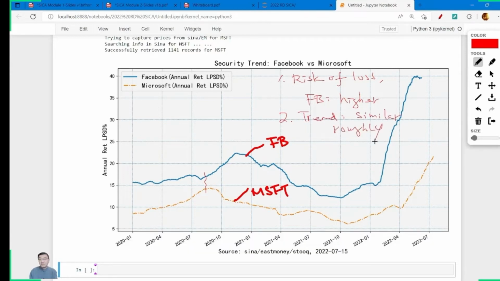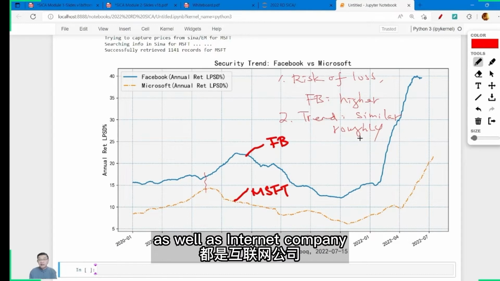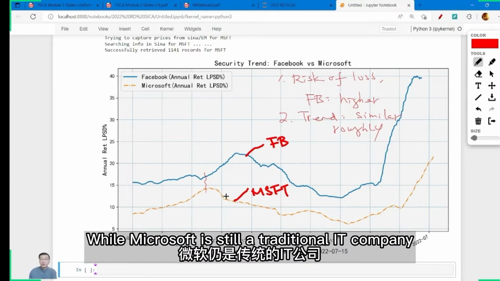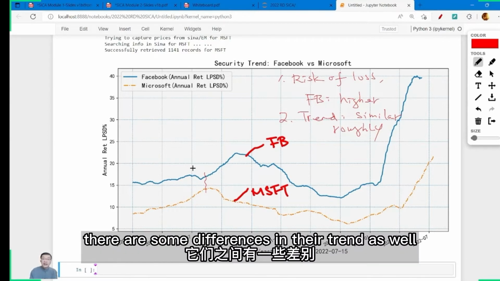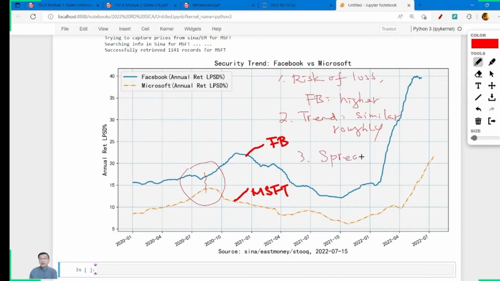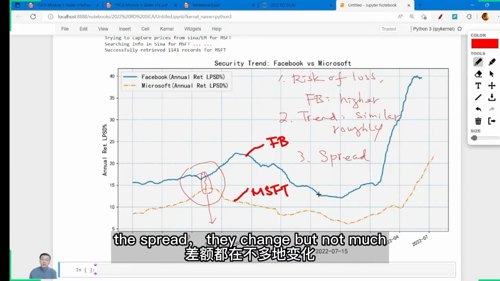Roughly similar. The reason is they all belong to IT companies as well as internet companies. Facebook is closer to an internet company, while Microsoft is still a traditional IT company. That's why there were some differences in the trend as well. As for their spread, they have the smallest spread here, but for most of the time, the spread changes, but not much.